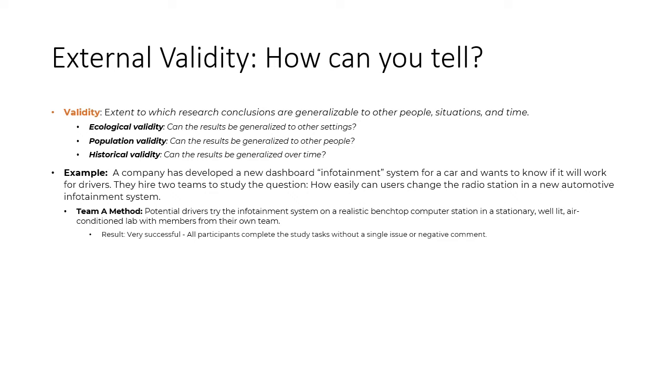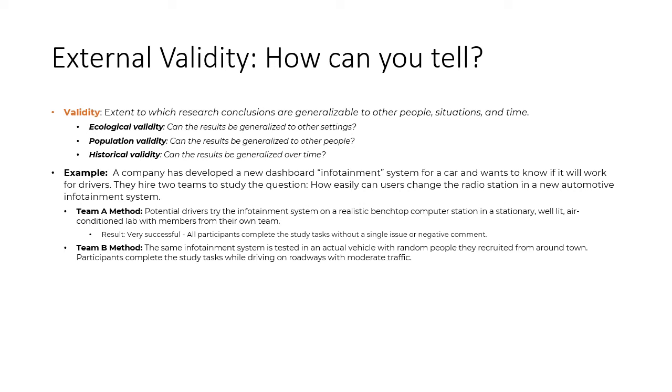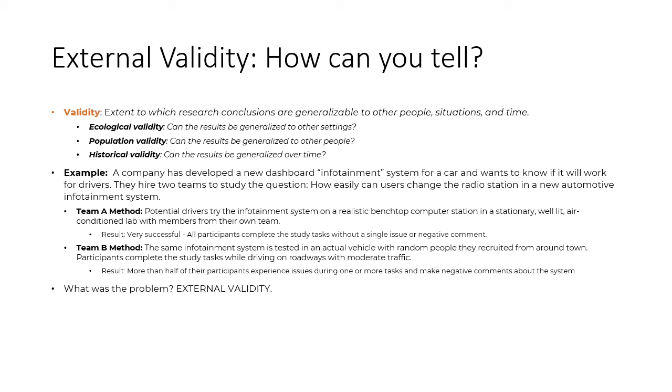So hearing this, Team B was excited and expected no problems in their study, and they used the very same system, but they put it, of course, in an actual vehicle with random people they recruited from around town, and they completed the study while driving on roadways with moderate traffic. And Team B was very surprised when more than half of their participants experienced issues during one or more tasks and made negative comments about the system. So why did this happen? It happened because of external validity.